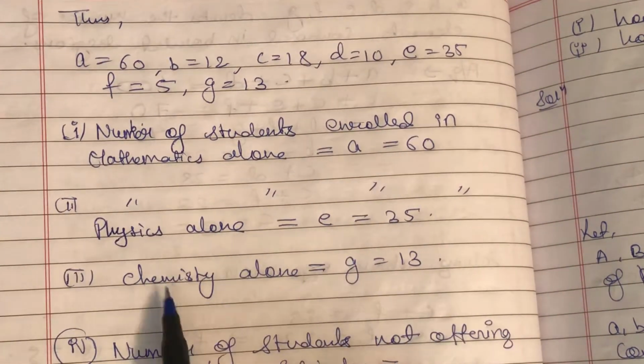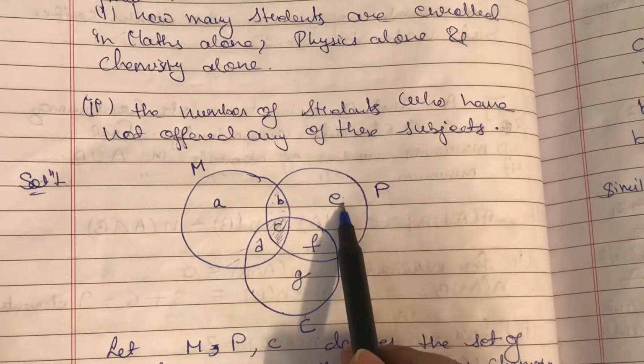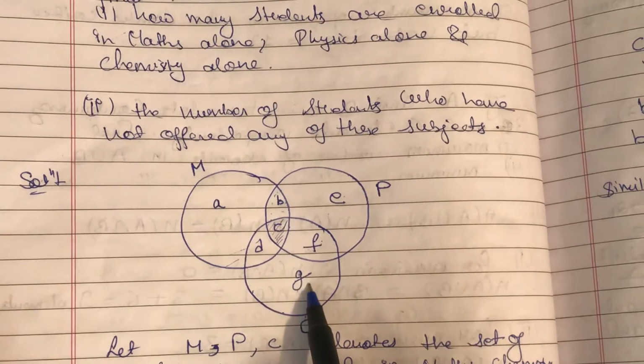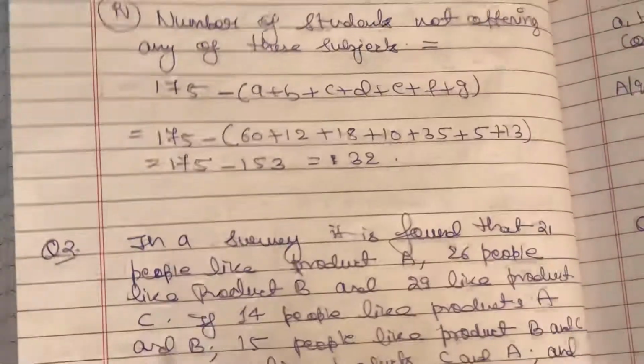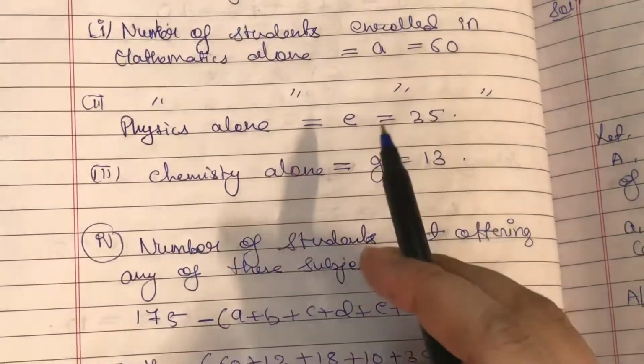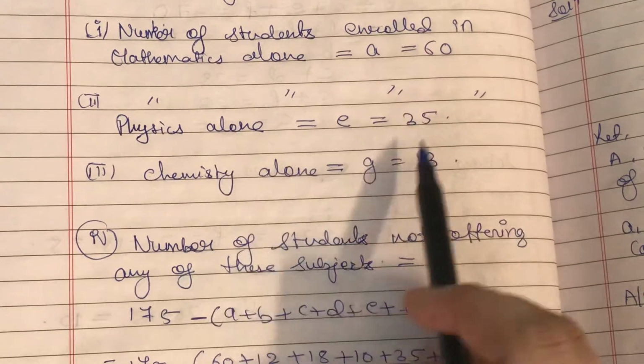Now physics alone and chemistry alone. If you see the Venn diagram, physics alone means E, and chemistry alone means G. I have to find the values of E, G and A. So E, G, A, the values are 35, 13 and 60. Likewise I have written.